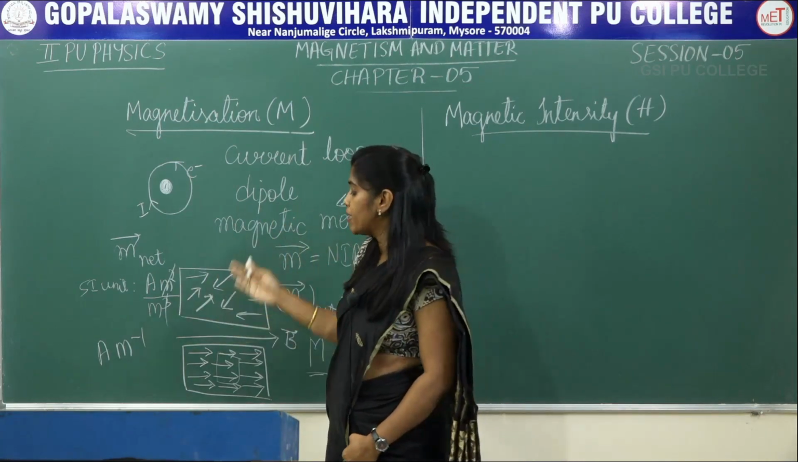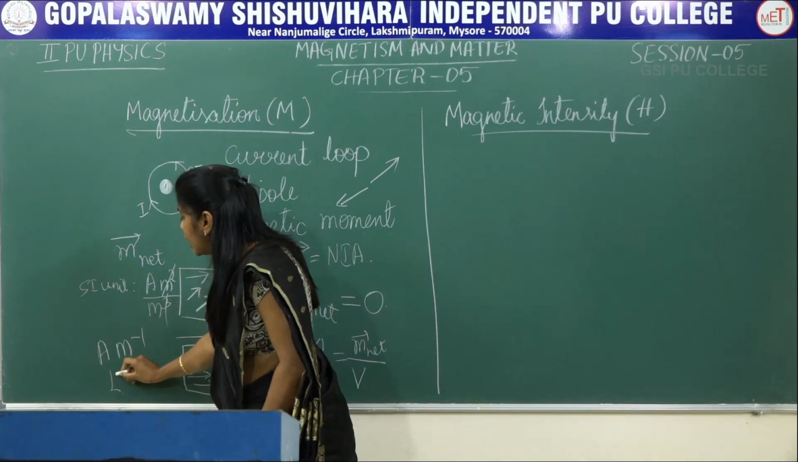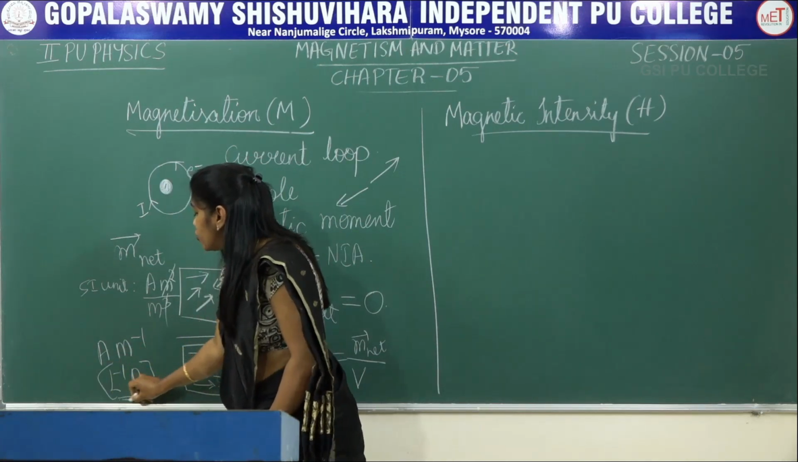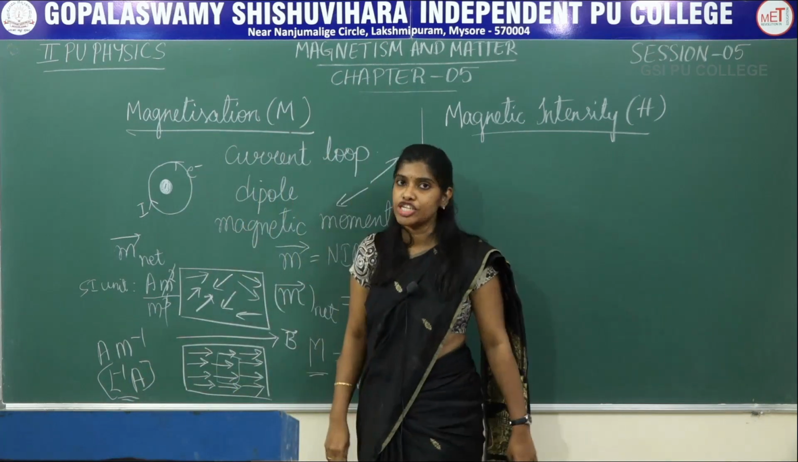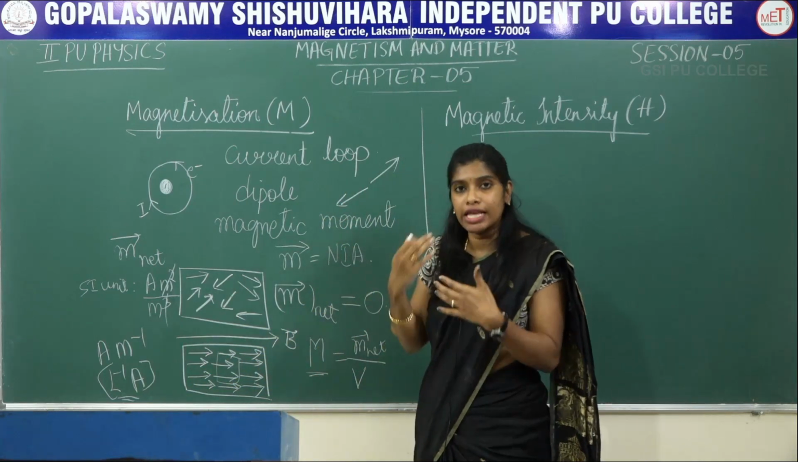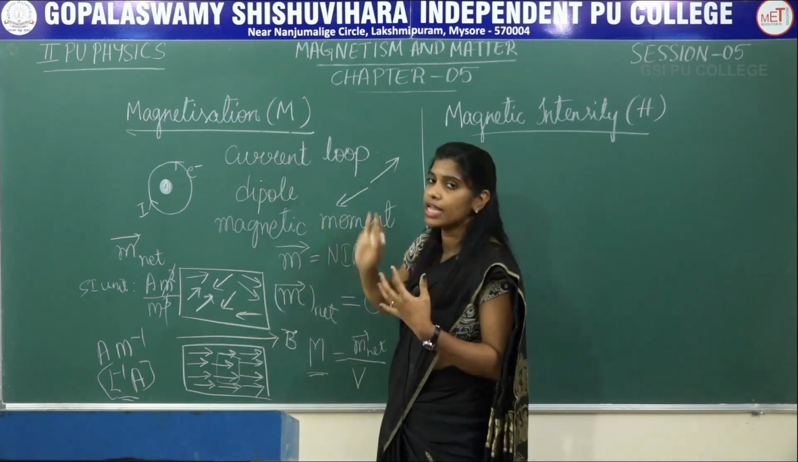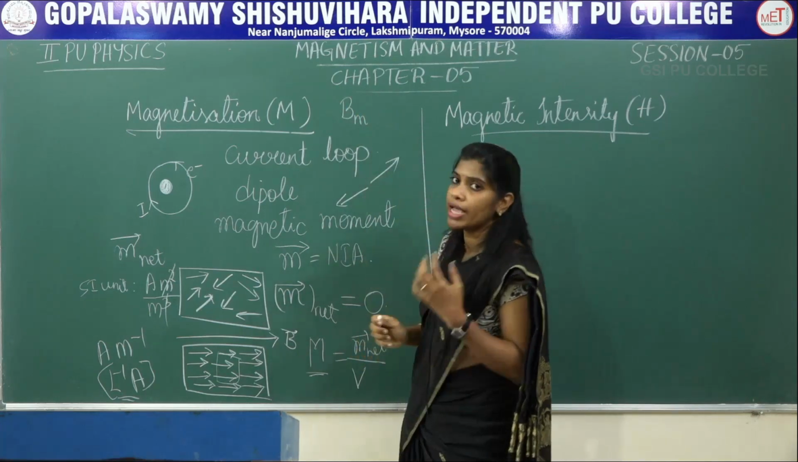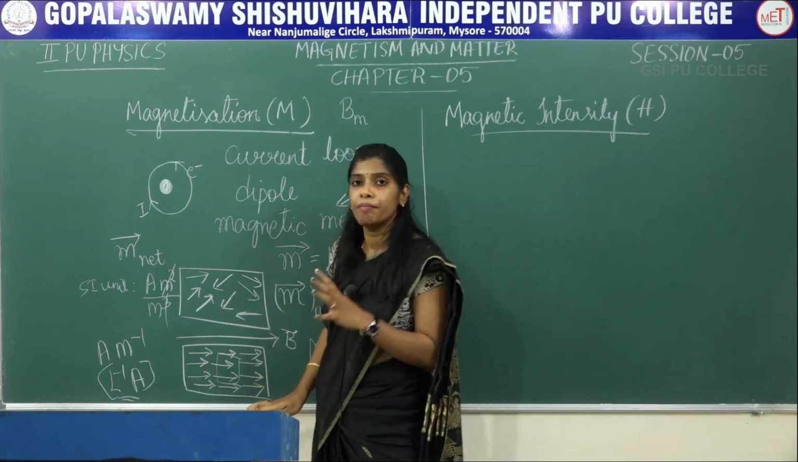Now tell me what will be the dimension of this? L^-1 A. So this is the dimensional formula of magnetization. Now let me say whatever the magnetic field which is produced inside the material due to the magnetization of the material is Bm. So Bm is the magnetic field produced inside this material.